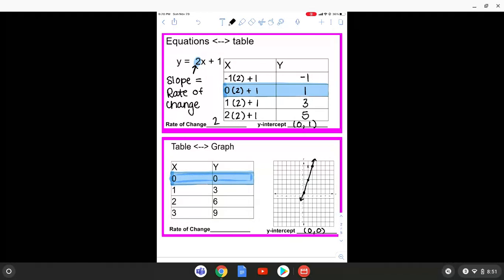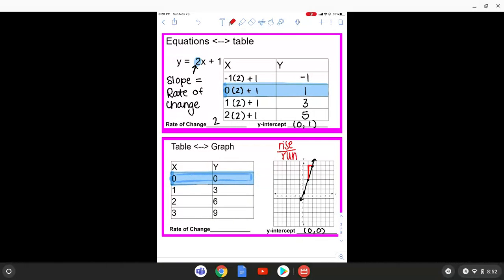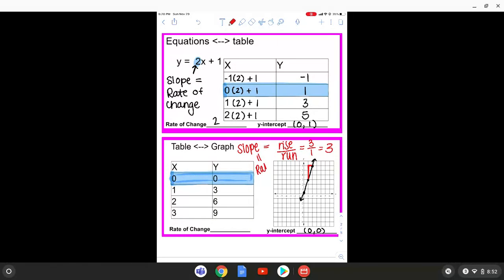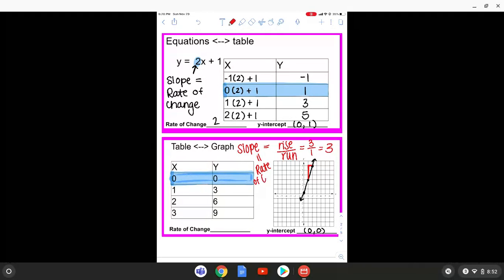And guess what we're going to use? We are going to use rise over run, just like we learned last week with rate of change, to do our change in y over our change in x. So remember, we do the rise over the run, or the vertical over the horizontal change. And in this case, my triangle goes up 3 and over 1. So rise over run would be 3 divided by 1, which is 3. And since this is my slope, it is also my rate of change. So my rate of change would be 3.